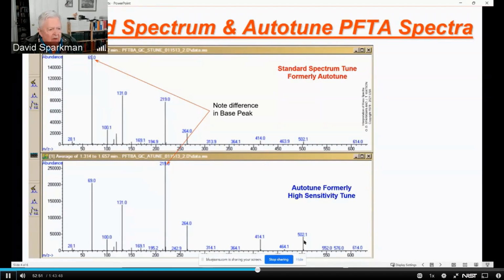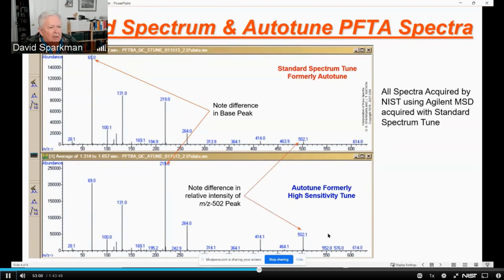And this is so you have higher intensity at the high end of the mass spectrum to help you meet the sensitivity specifications that Agilent specifies. Okay. And again, all spectra acquired by NIST using Agilent MSDs are acquired with standard spectrum tune. And as a matter of fact, all the spectra acquired for the electron ionization library at NIST are acquired using MSD.